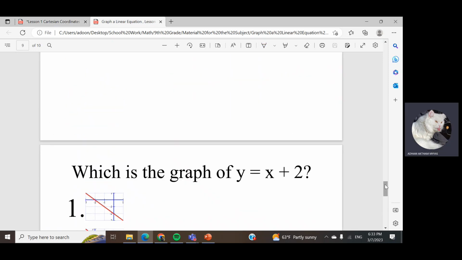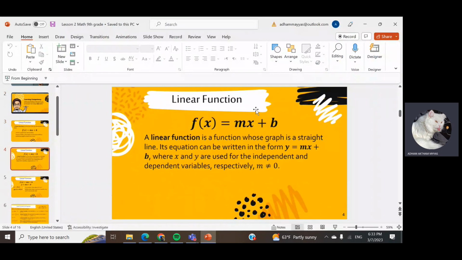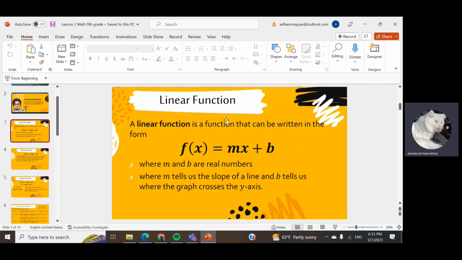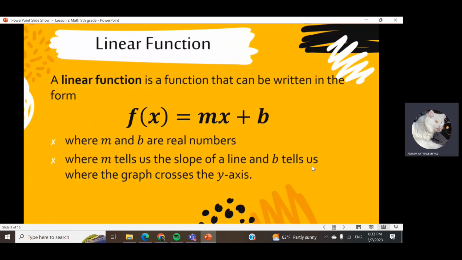Here we can see, before that, we have to know the linear function. The linear function is a function made of mx plus b. We can see here that it's made of mx plus b. M is the slope of the linear function. B is the point where it crosses the y-axis. And x is the variable, y is the output of the equation.